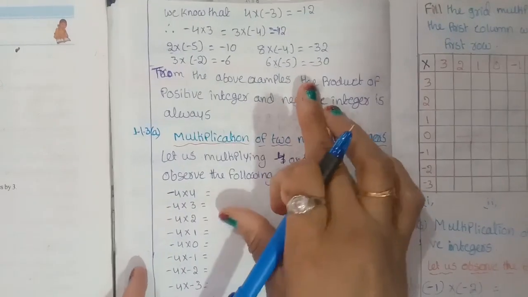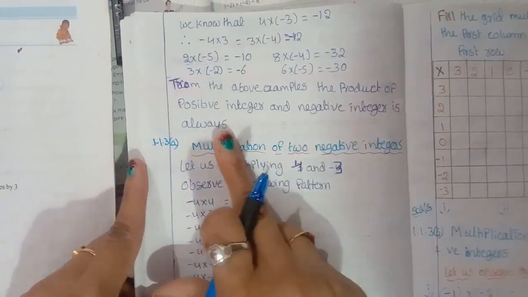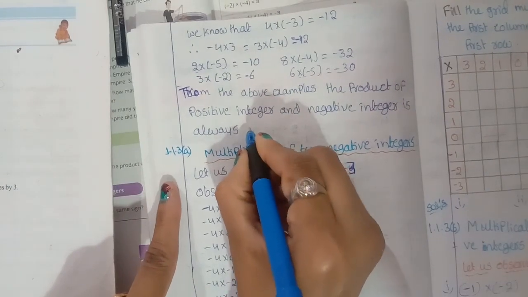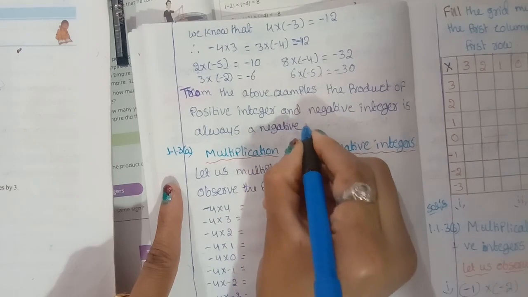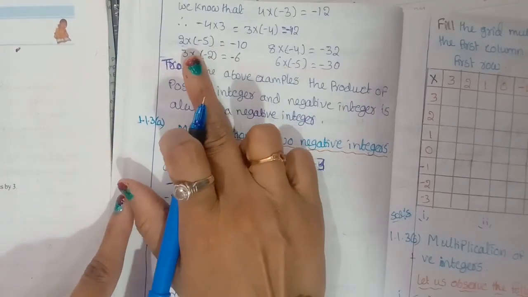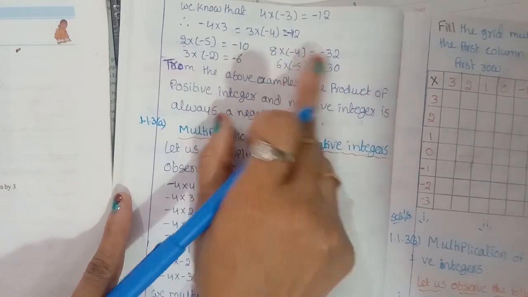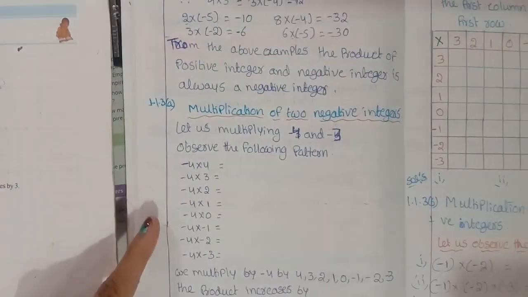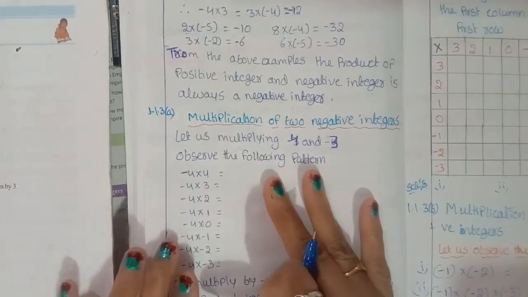Yes, this is from the above examples. You can observe here that the product of a positive integer and a negative integer is always a negative integer. Are you understood, Gagan? Okay, now here are examples of one positive integer and one negative integer. We got the negative. Everything is covered in these examples, and that is this topic.